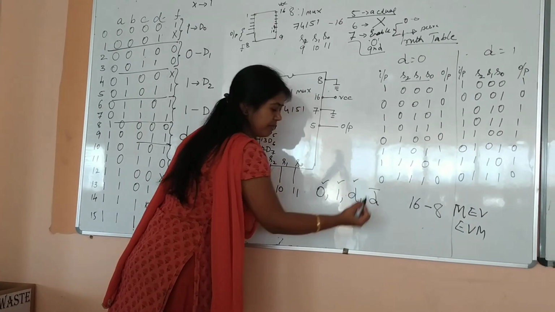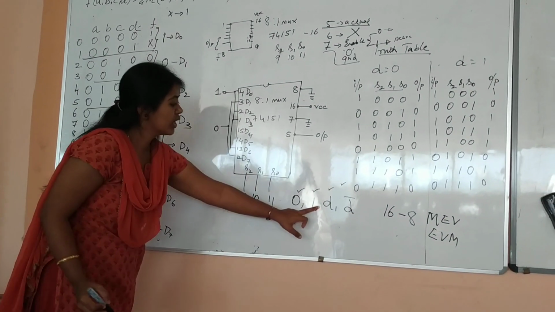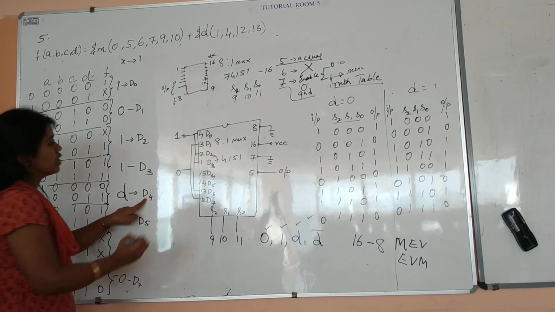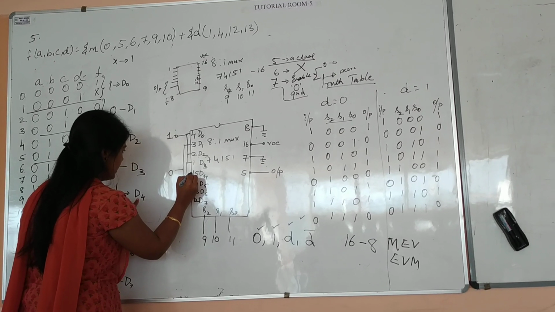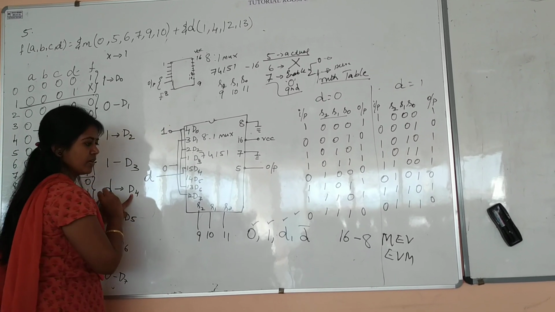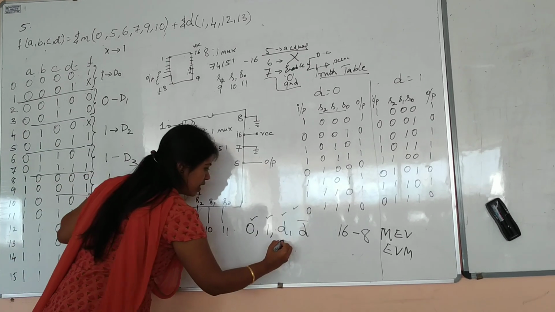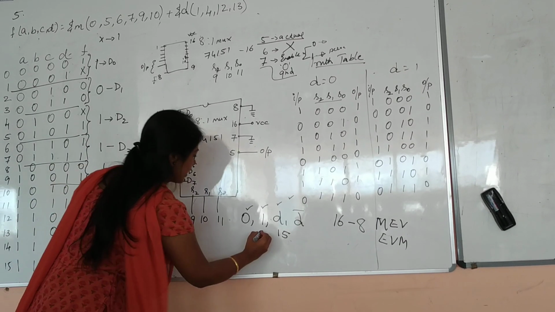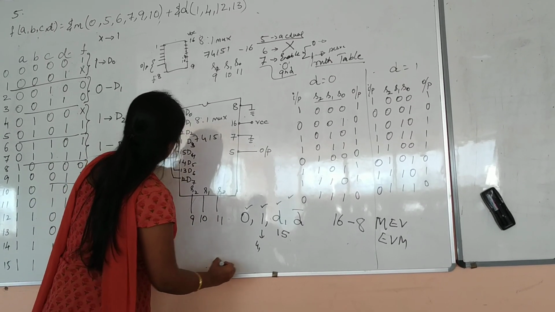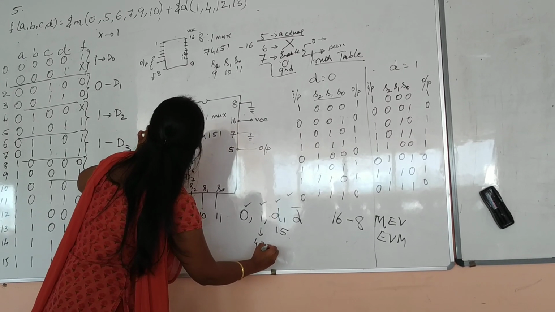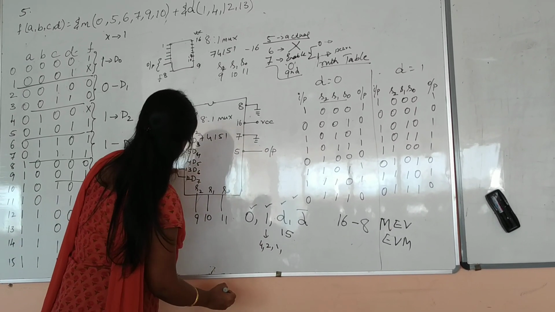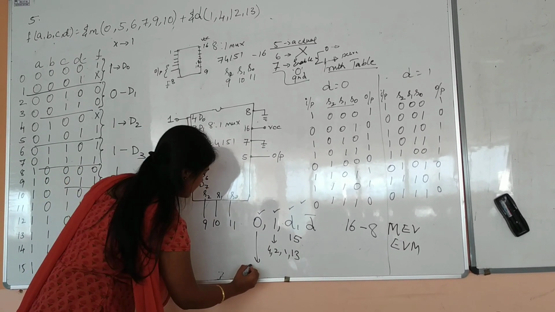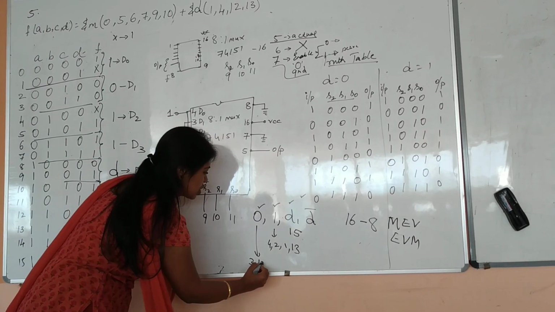Next, D bar. Where do you need to connect D? We have D in D4. For the D4 pin, I need to connect D. What is the pin number of D4? 15. I will write it here, otherwise later you will get confused. 1 we have connected to pin number 4 as well as pin number 2, pin number 1 and pin number 13. 0 we have connected to pin number 3, that is D1, comma pin number 12.